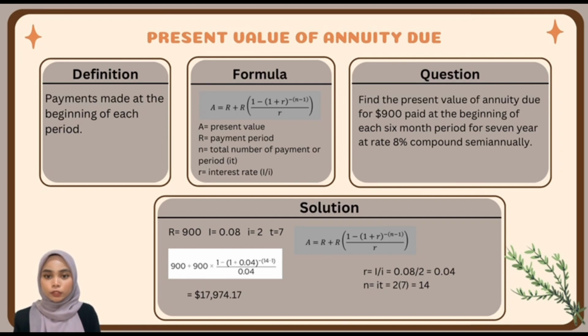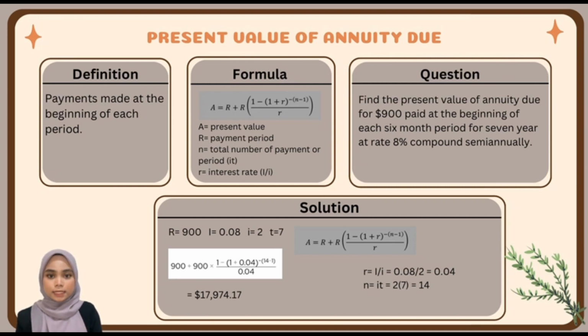Now I will continue to the annuity due. The definition of annuity due is the payment that is made at the beginning of each period, such as a rent payment. The formula for present value of annuity due is present value equals the payment period R plus the payment R times 1 minus (1 plus r) to the power of negative (n minus 1).